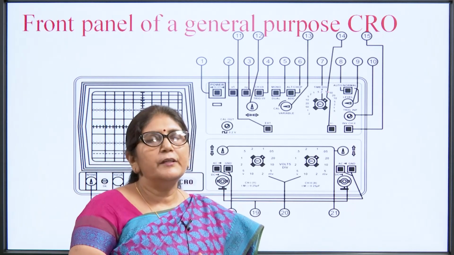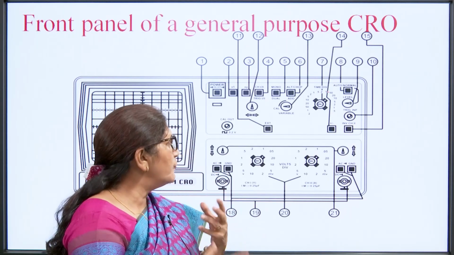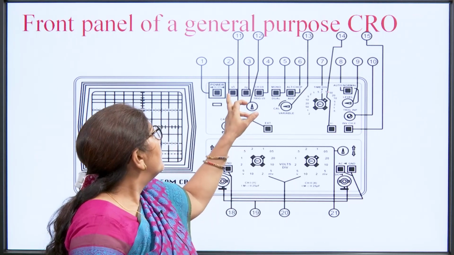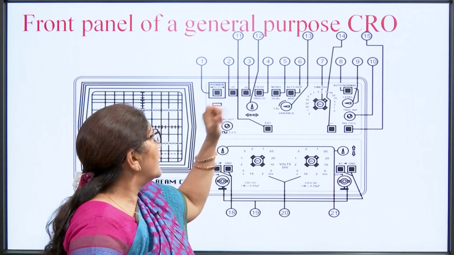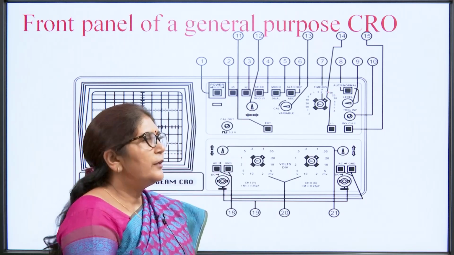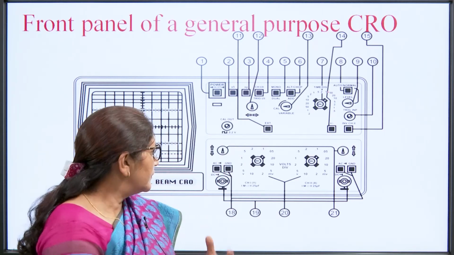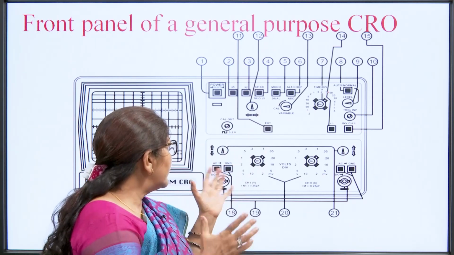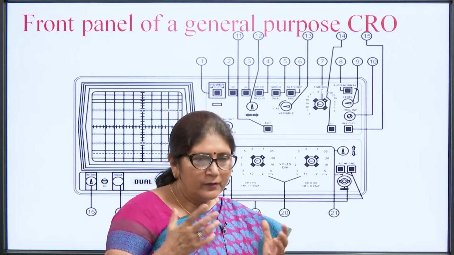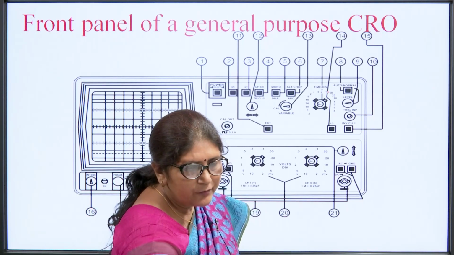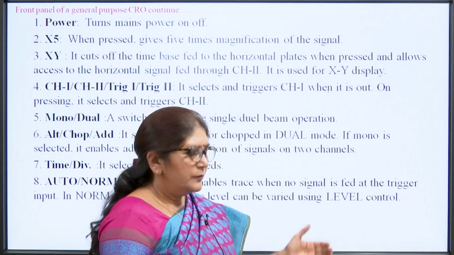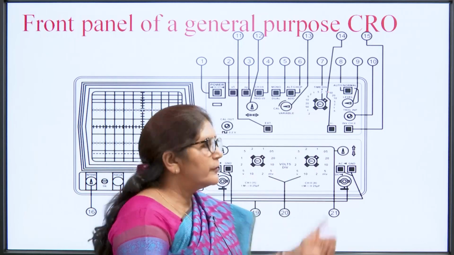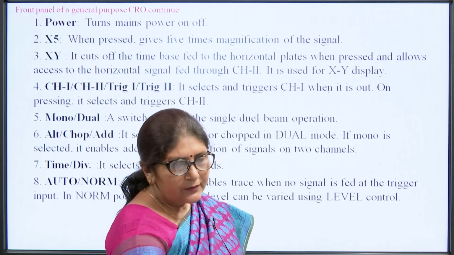If our signal amplitude is very low, then we can multiply that signal by 5 by pressing this switch. So, this is X5 time. Then XY: if we use both the channels, then we will put our knob at XY position. This is another type of general purpose CRO. Here the different controls are shown by numbers.